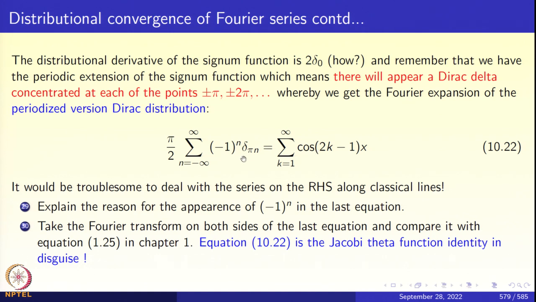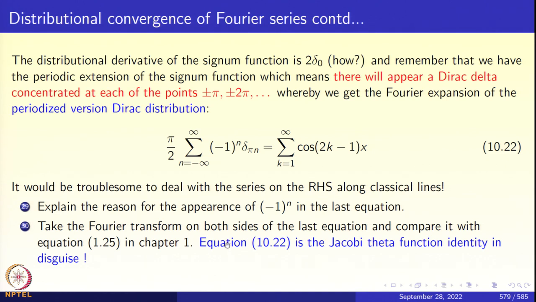So calculate the Fourier transform of delta at pi n. Remember, this is not the Dirac delta at the origin, this is the Dirac delta at pi n. So go back and put the definition of the Dirac delta and the definition of the Fourier transform, evaluate the Fourier transform of both sides term by term and look at the equation that you get. The resulting equation will be the Jacobi theta function identity in disguise.